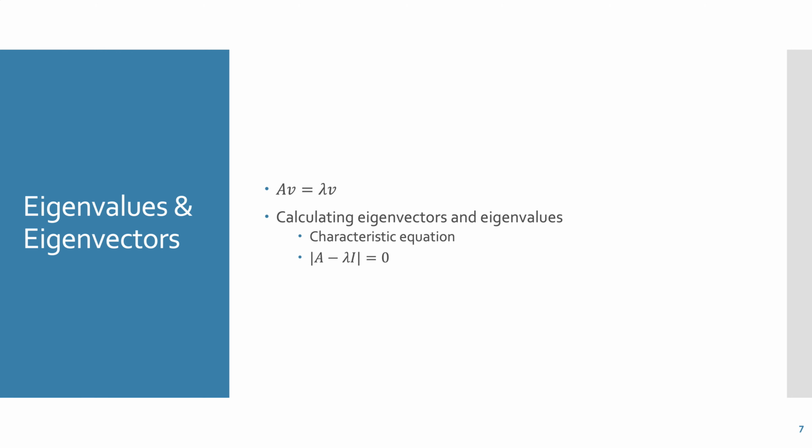How do we calculate eigenvectors and eigenvalues? Using the so-called characteristic equation. We have A, subtract lambda times I, and then take the determinant of that. Set it equal to 0 and solve for the eigenvalues. Remember, I is just the identity matrix. Once we have the eigenvalues, we can find the eigenvectors quite easily.